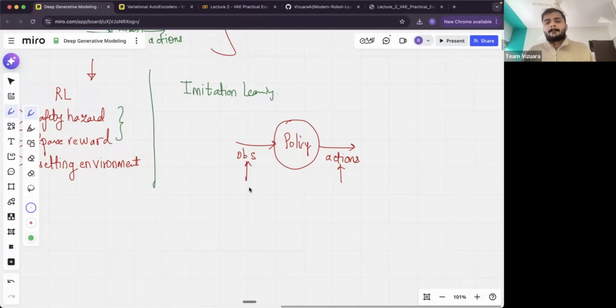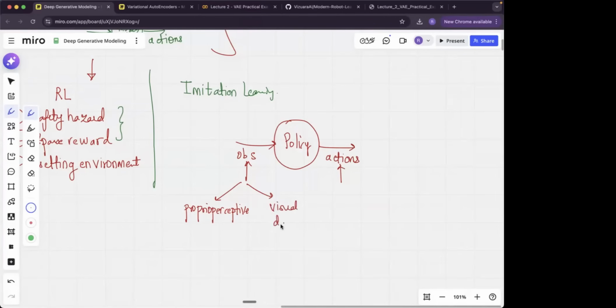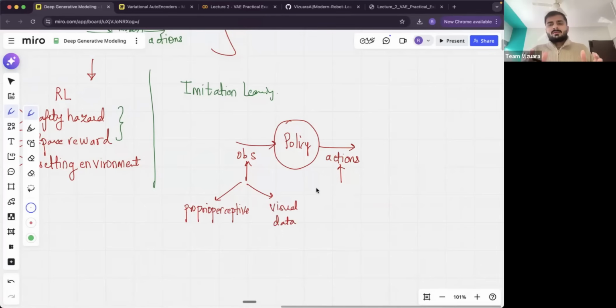And the observations consist of not just the proprioceptive data. Proprioceptive means the information about the robot's own joints, which are the 6 degrees of freedom, the 6 angles of the robot. You also have the visual data. And this is the observation you have for every single time step.